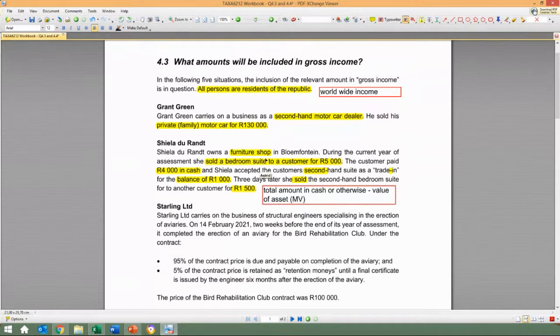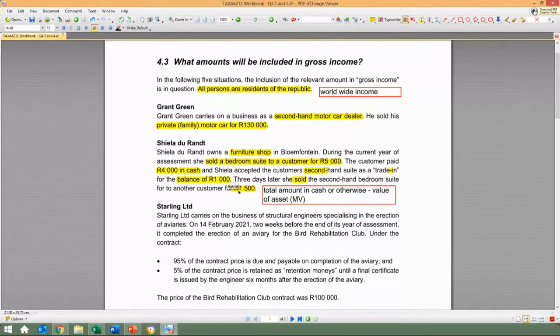So they have actually sold it for 5,000 Rand. Now, of that 5,000 Rand, we received 4,000 in cash. So that is the amount physically received. And we received the second-hand suite. Okay, so we received something other than cash, which was the furniture, for the balance of 1,000 Rand.